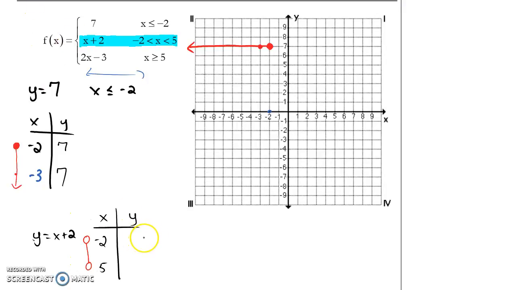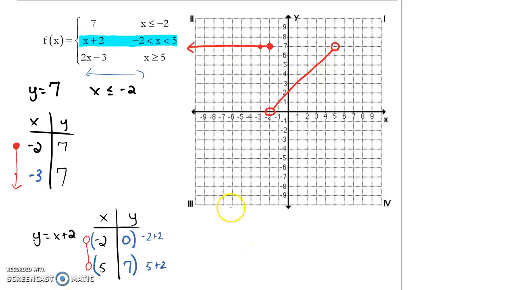I still find y the same way. -2 plus 2 is 0. -2, 0 is an open circle. And then I find 5. x plus 2, 5 plus 2, that's 7. 5, 7 is an open circle. Since those are endpoints, they're like walls, I can't go through them. Connect the dots and stop. There's my second piece.